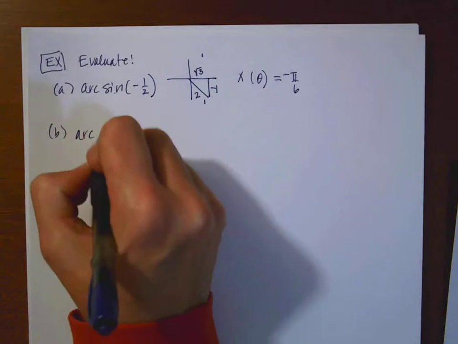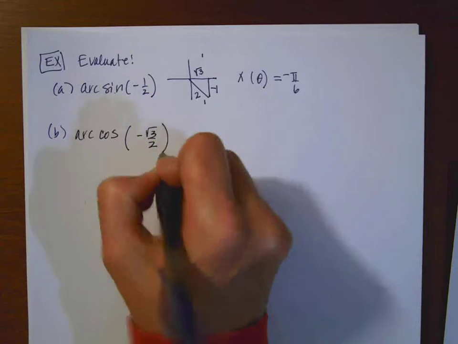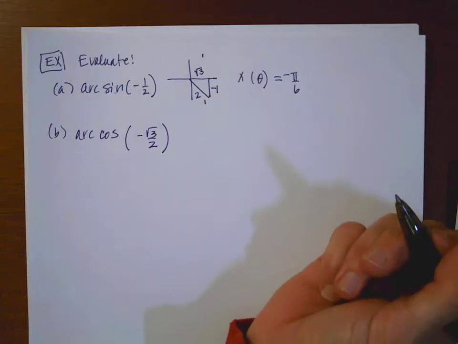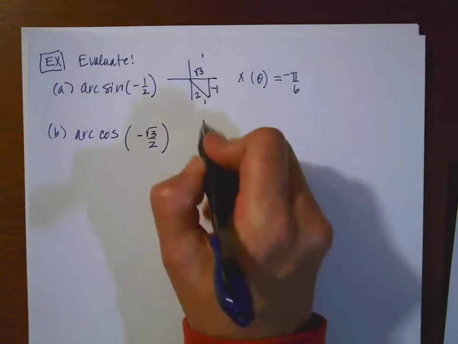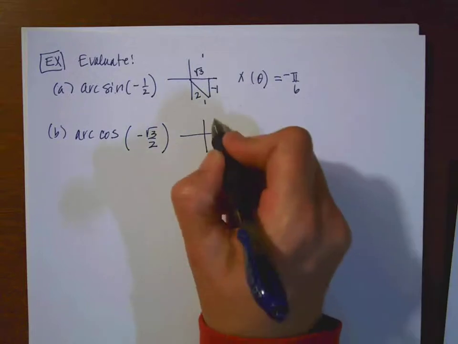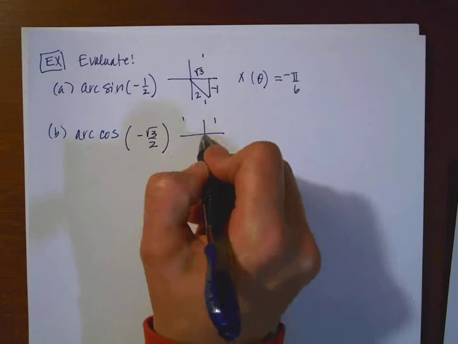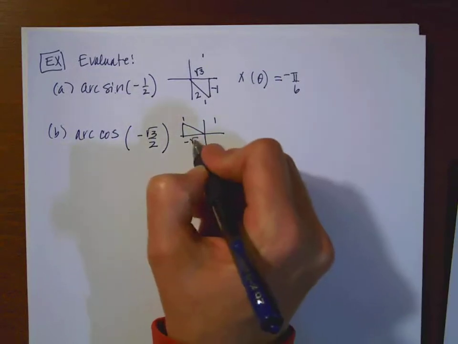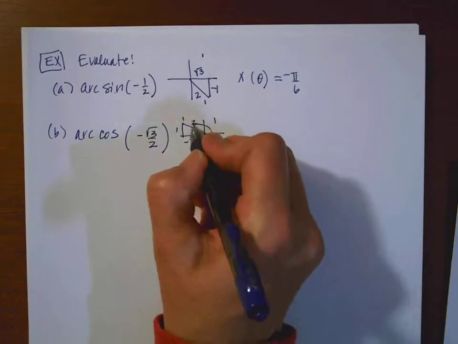All right, let's do one with cosine. So let's have the arc cosine of a negative radical 3 over 2. So again, that says find the angle whose cosine ratio is a negative radical 3 over 2. And again, I just do it from my little unit circle. Cosine is limited to this quadrant and this quadrant. Cosine is negative in the second quadrant. This is a negative radical 3. This is 1. This is 2.